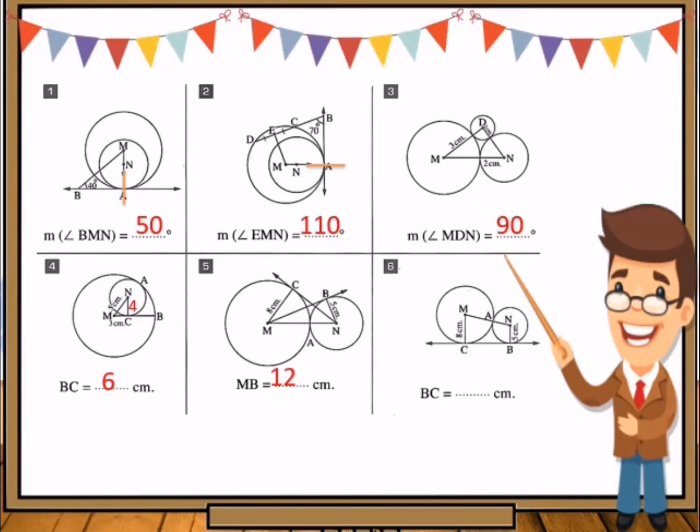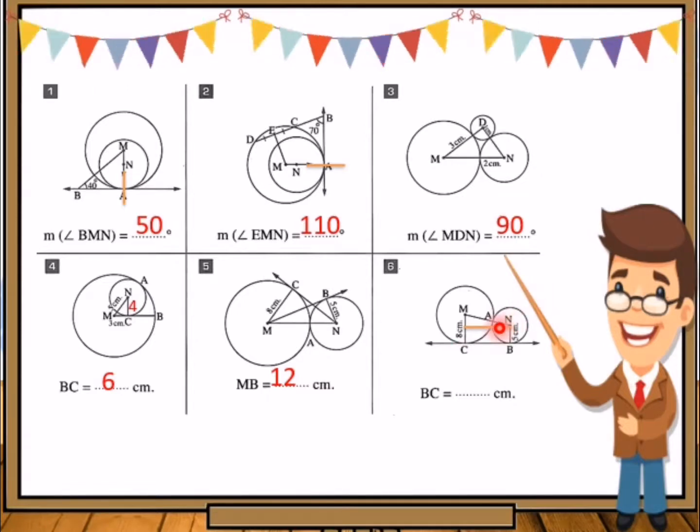The last one, we want to find BC, and the givens are the radius of the small circle 5 and the greater circle 8. To find BC, let's connect the radius NB from the point N to the radius MC to form a right angle triangle.